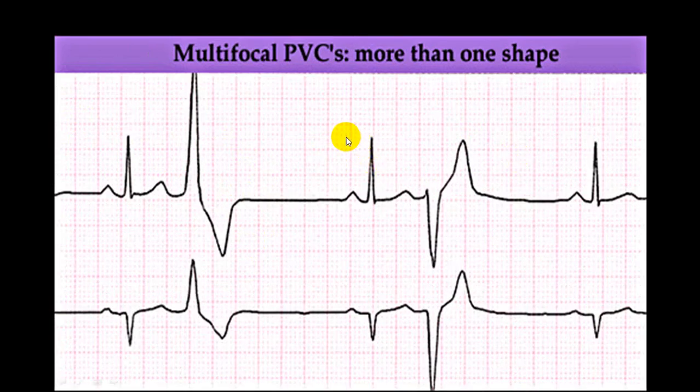Now you can see this premature beat and this premature beat. Both are ventricular, but they are of different shape. So they have come from two different ectopic foci. Hence, this is called multifocal premature ventricular contraction.